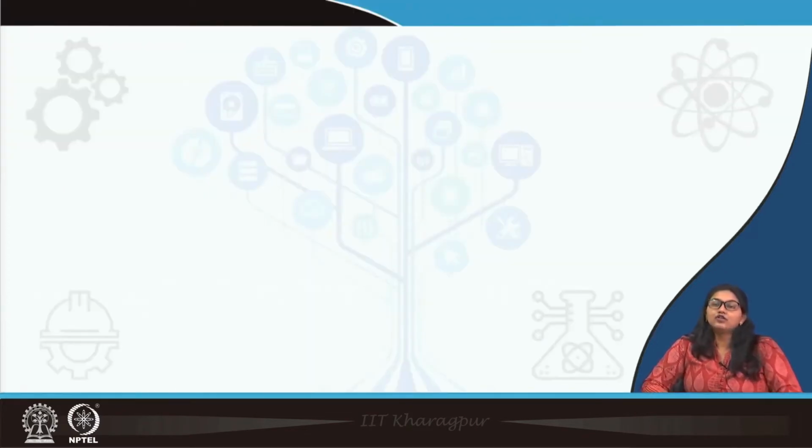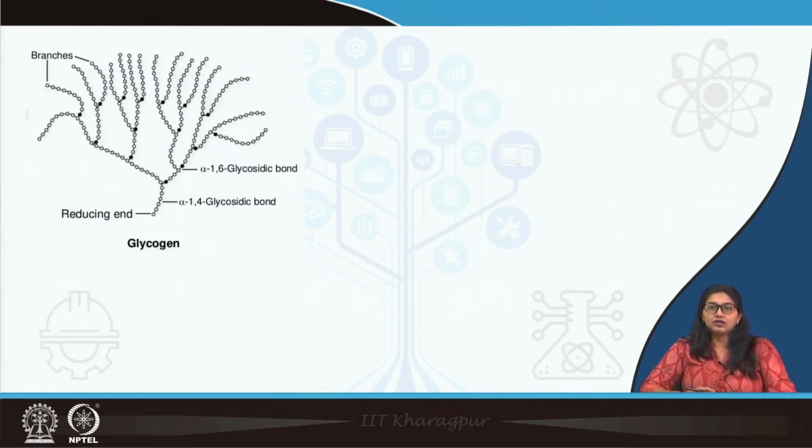Glycogen synthesis, this pathway, is known as glycogenesis, and glycogen breakdown, this pathway, is known as glycogenolysis. Now, before going into these major metabolic pathways, let us learn something about glycogen, the chemical structure, that will help to understand the metabolic pathways. So, this is a glycogen molecule.